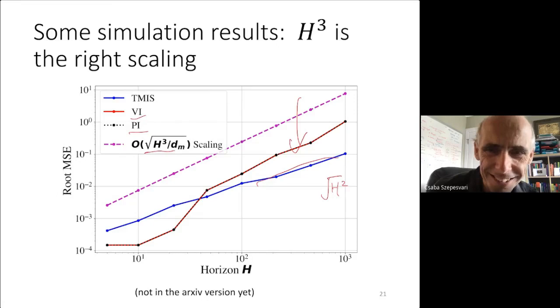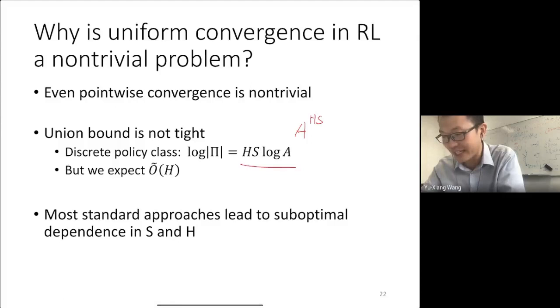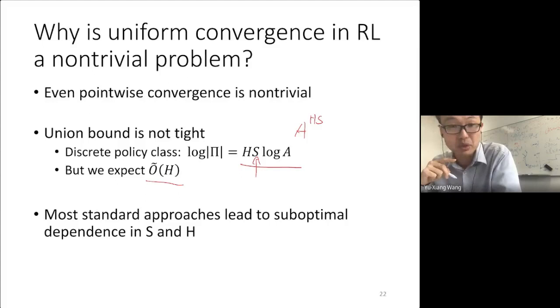So let me talk a little bit about why this is an interesting and non-trivial problem. First of all, even the pointwise convergence is non-trivial for this problem. Secondly, suppose you consider the discrete policy class, which we know contains the optimal policy. The cardinality of that is A to the power of HS. So when you take the log, you end up getting HS log A, and additional dependence on H starts to show up. So if you directly combine the pointwise convergence with a union bound, then you do not expect to get the optimal rate, because we actually expect the order of H to blow up in terms of some kind of pseudo-dimension rather than proportional to HS.